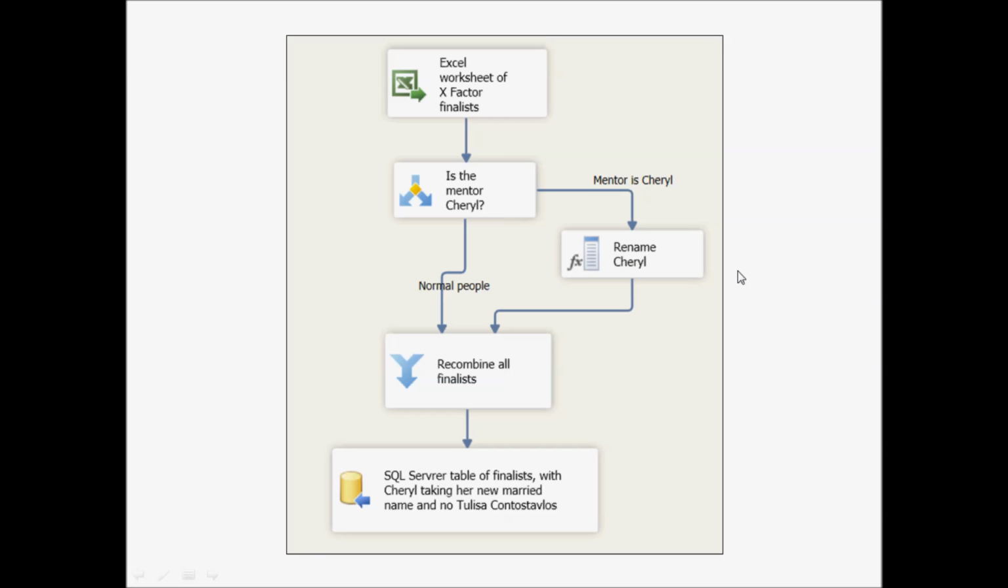The package in SSIS will look like this. We'll begin with an Excel workbook of the X Factor finalists, and we'll import that using a data flow task. If the mentor is Cheryl, we'll redirect the output down this path. We'll then use a derived column task to change Cheryl's name to Cheryl Wakefield, and then that data will reunite with the normal data in a union-all query to recombine all the finalists together. The final result will be exported to a SQL Server table of finalists, except that Tulisa Kontostavlos, that sounded more likely, didn't it, won't appear in the final results. Her rows would have been rejected.